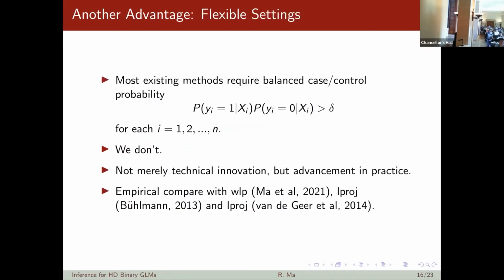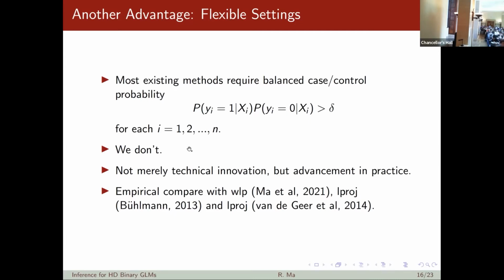Another advantage of our proposal is its flexibility in terms of problem setup. We realized that most methods require a so-called balanced case control probability condition, meaning that for each individual sample in the data set, the product of the conditional probabilities of being case and being control needs to be strictly bounded away from zero. It means that all the samples need to somehow be ambiguous, and cannot be too extreme.